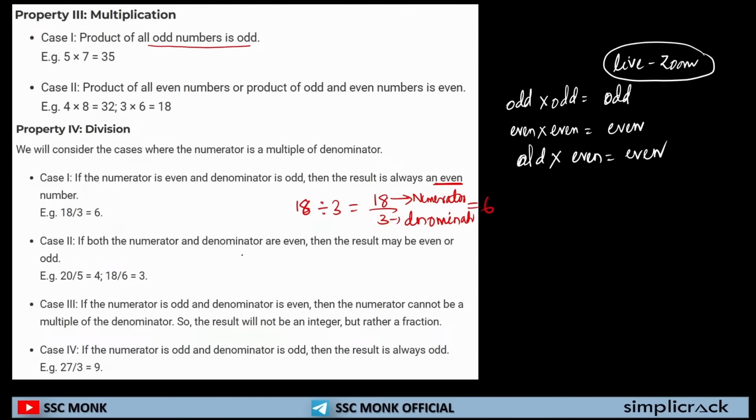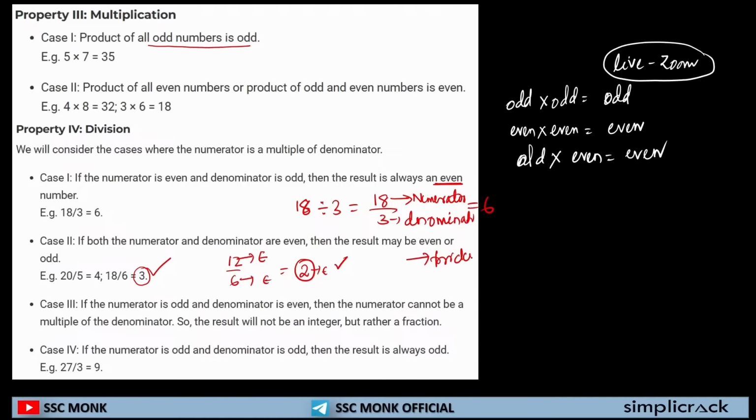Now, if both the numerator and denominator are even, then the result may be even or may be odd. Now see, here 18 is even, 6 is even. You get 3 as the number, which is odd. But if I say 12 by 6, now 12 is also even, 6 is also even, and the answer is 2. That is also even. So when you are dividing two numbers which are both even, you may get an odd number, you may get an even number. Now this is the trickiest part.